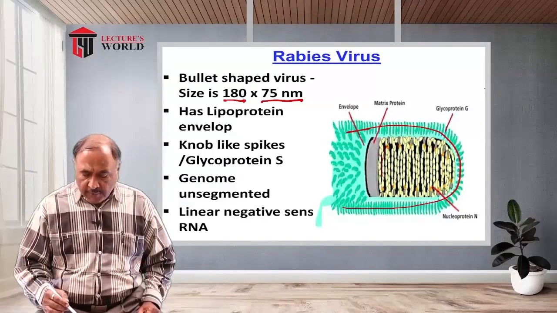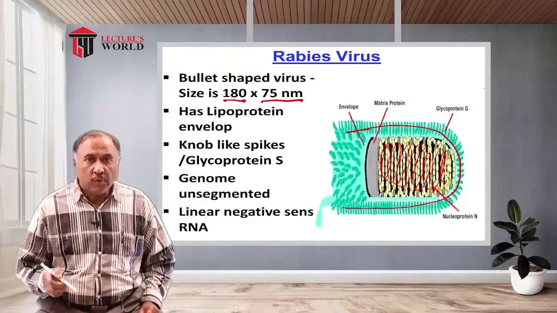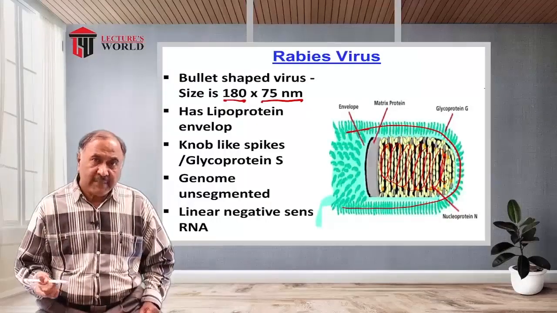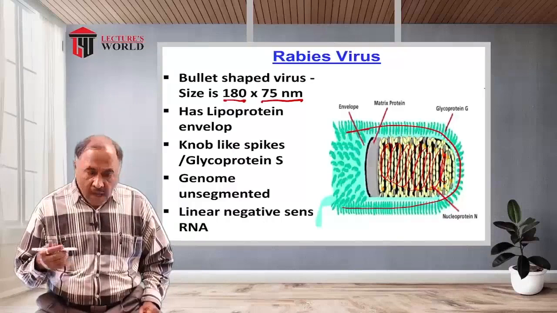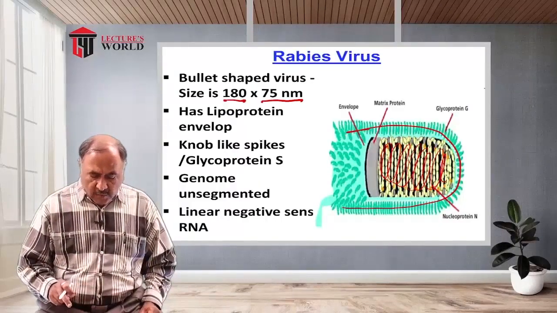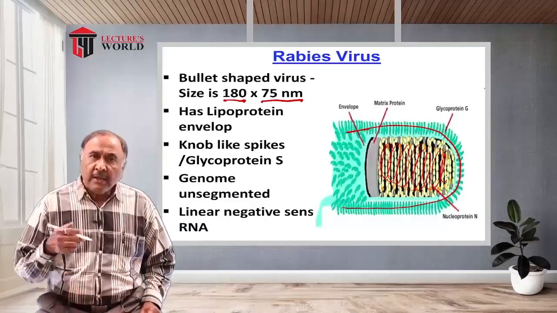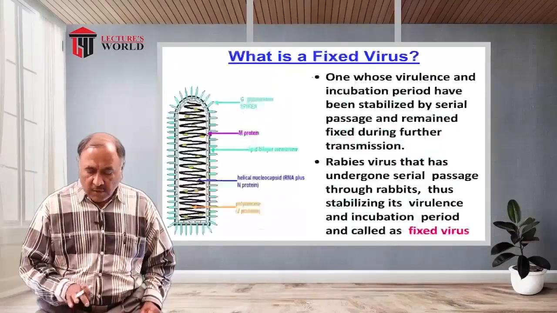The RNA which is present inside this is basically a genome which is unsegmented, meaning it is a continuous RNA strand, and the linear negative sense RNA is the one which would take part in multiplication.